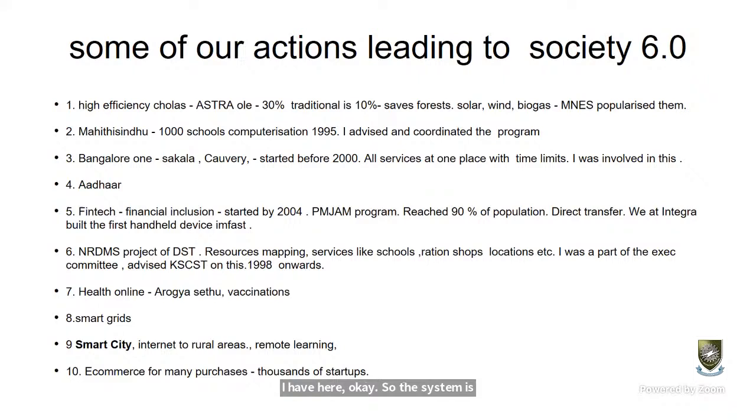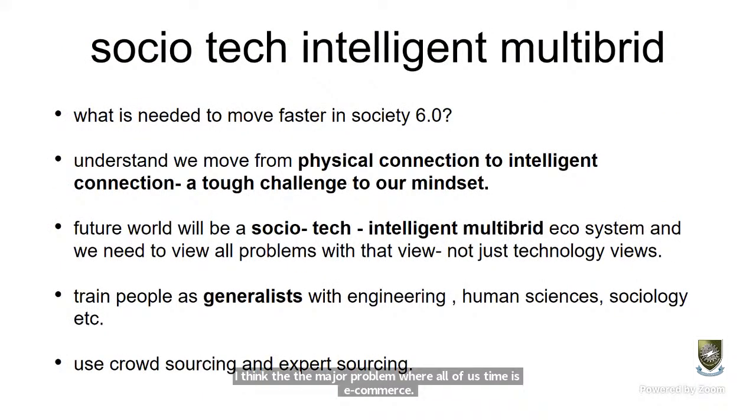The drainage system is very important. Garbage collection is another problem we have. Today, the major problem all of us have is e-commerce. So these are things which are needed. What we really need is a socio-technical, intelligent, I'm using a new term, multi-built system. It's not hybrid. I'm not even using the word fusion, which the Japanese use, because fusion is not possible. You can't put a man into the computer. You can put a computer into a man. That's possible. But you can't put a man into the computer.